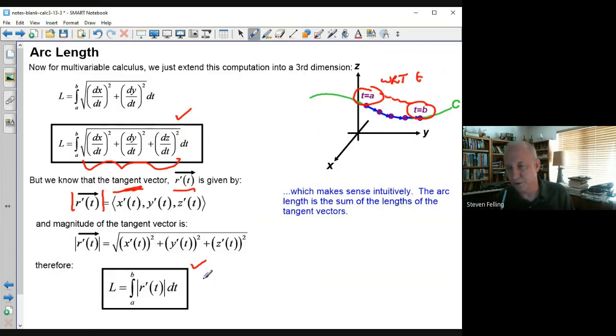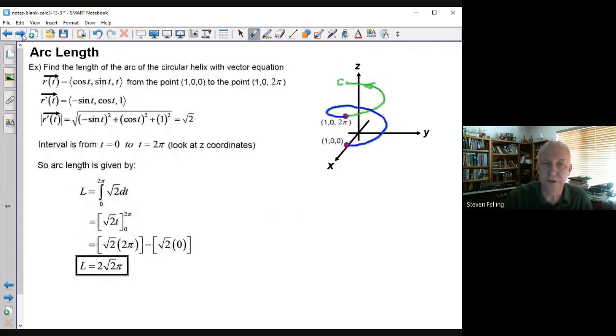It's just an extension, really, of what we've done in AP Calc BC. But now that we have this tangent vector definition, we can write it in a more compact form than we would have had to from before. Okay, so that's the first thing. Let's do a quick example.